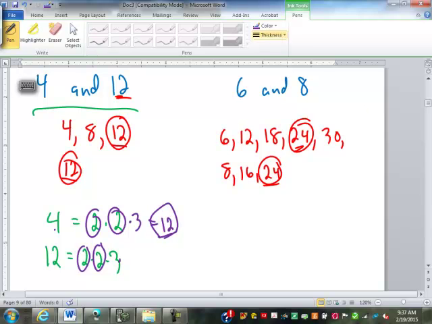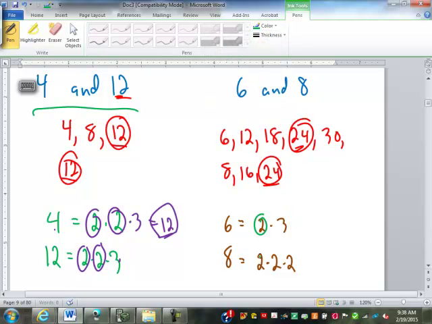Is it a little more confusing? Okay. Oh yeah, you can always make lists. That always works out. If you get to bigger numbers, though, the lists can be kind of frustrating. Let's do the 6 and 8 here by factoring. So 6 factors to 2 times 3. 8 is 2 times 2 times 2.